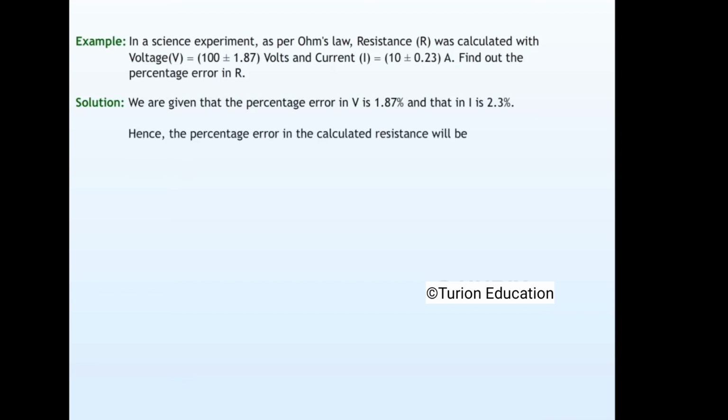Example 2.9. In a science experiment, as per Ohm's law, resistance R was calculated with voltage V equals 100 plus or minus 1.87 volts and current I equals 10 plus or minus 0.23 amperes. Find out the percentage error in R. Solution. We are given that the percentage error in V is 1.87% and that in I is 2.3%. Hence, the percentage error in the calculated resistance will be delta R equals 1.87% plus 2.3% equals 4.17%.